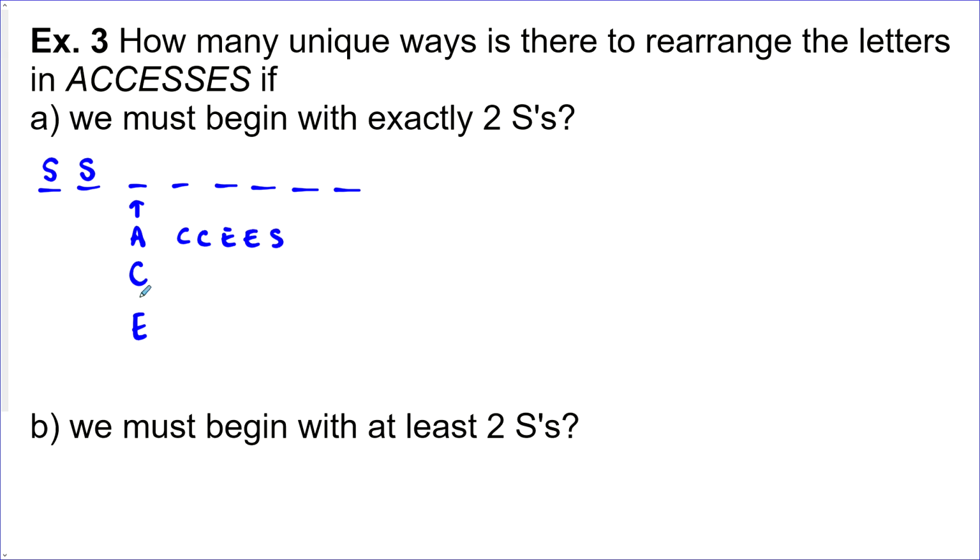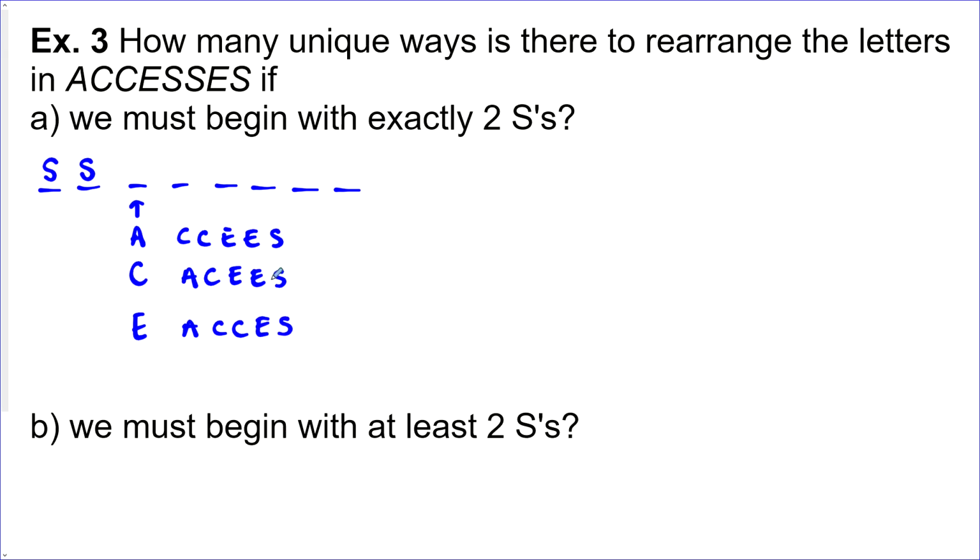And if we used a C here with the 2 S's in the front, we would just be left with an A, a C, an E, and an S. If we did SSE, then we would have an A here, 2 C's, another E, and the last S.